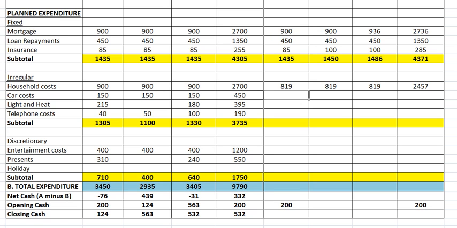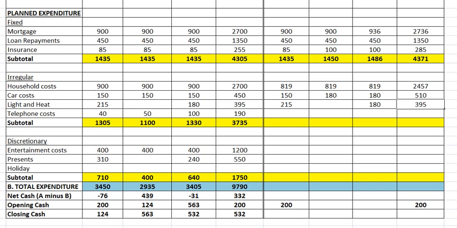Car costs will increase by 30 per month from the 1st of August, so they're going to remain at 150 in July, and then they're going to go up to 180 in August and 180 in September, giving a total of 510. It doesn't mention light and heat, so they're going to remain the same, 215 in July, 180 in September, giving a total of 395.